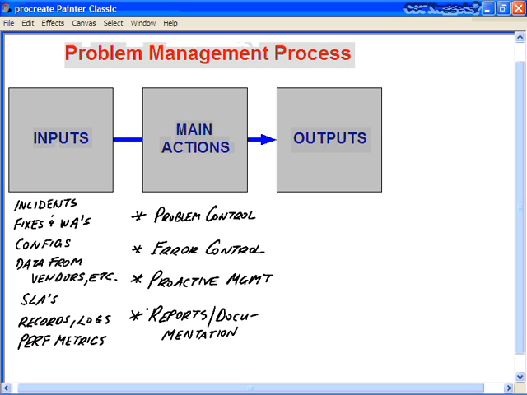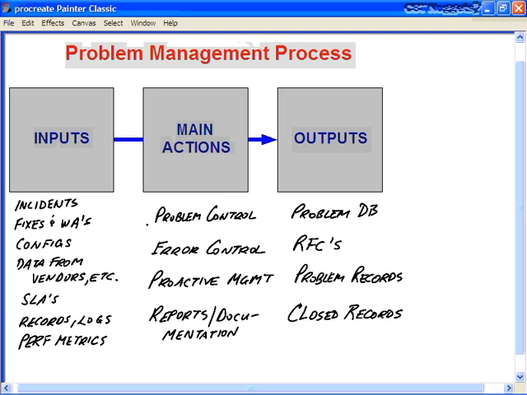The main outputs from the problem management process are going to be things like this. So if problem control is the defining, the investigation, the diagnosis process, the process of transforming problems into known errors, and error control is monitoring and controlling known errors and raising these requests for change, and proactive problem management is preventing avoidable incidents by improving the infrastructure, and of course reporting and documentation is the reports on the results and major problems, then what are the outputs from these activities?